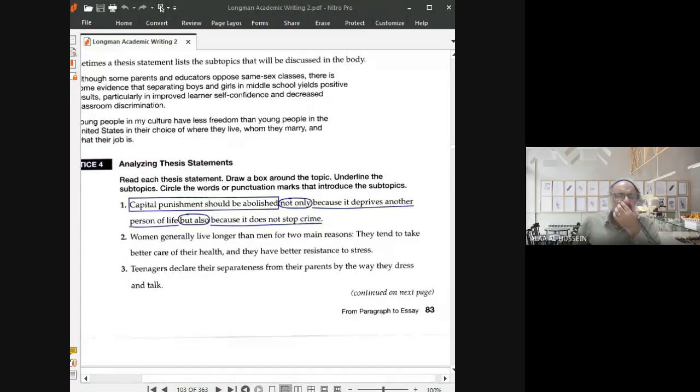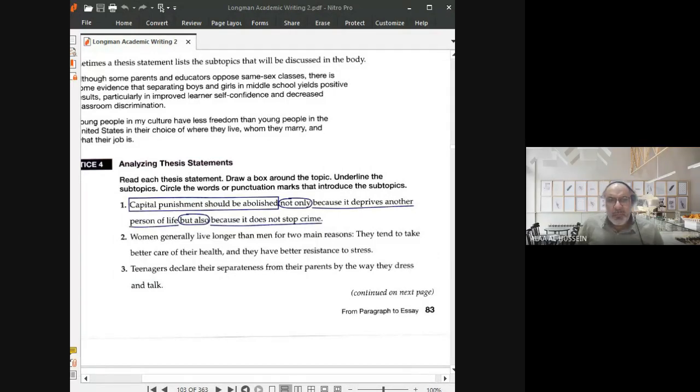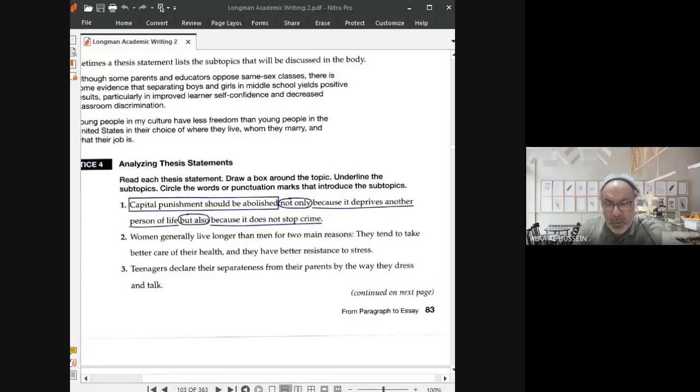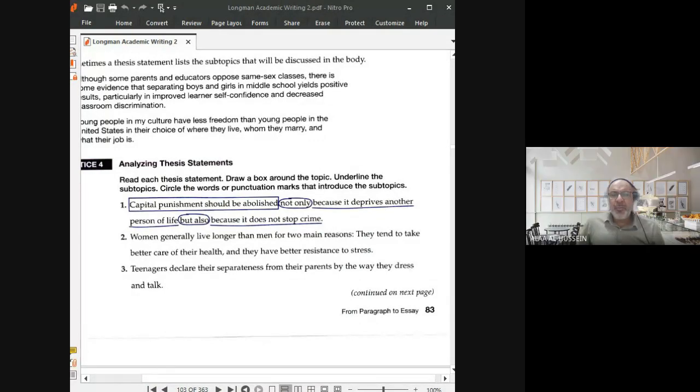Where is the signaling word? I think there is no signaling word in this sentence. Okay. Thank you very much, Ahmed Basim. What do you say, Abir Abdul Imam? The topic is women generally live longer than men. And the main idea or signal is for two main reasons. Okay, thank you very much, Abir.